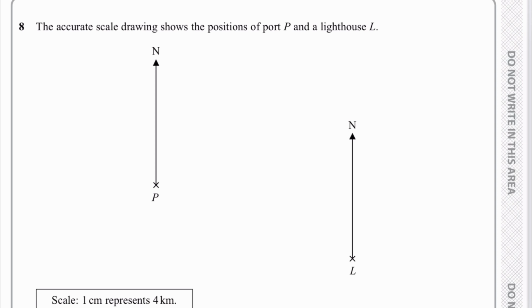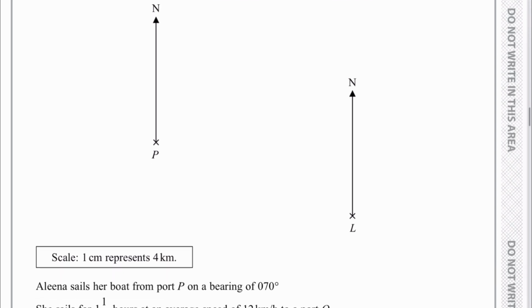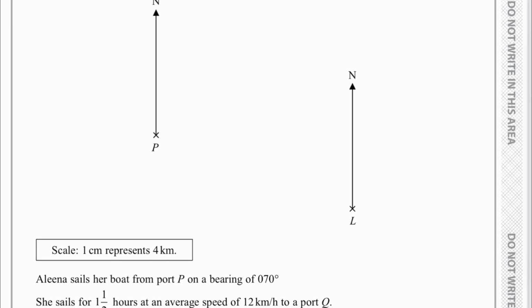Okay, so let's have a look. It says that Alina sails her boat from port P. Okay, so we're right at the bottom here, from port P on a bearing of 70 degrees. Okay, well that's fine. So bearings are always measured from north, clockwise.